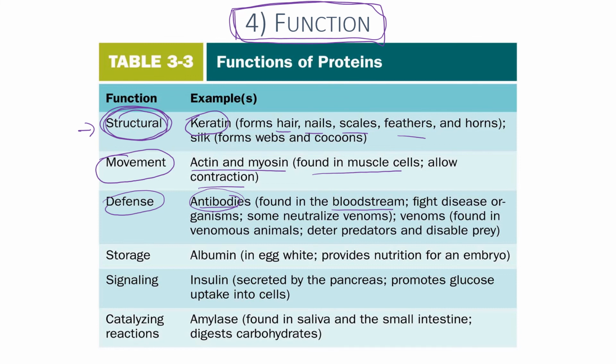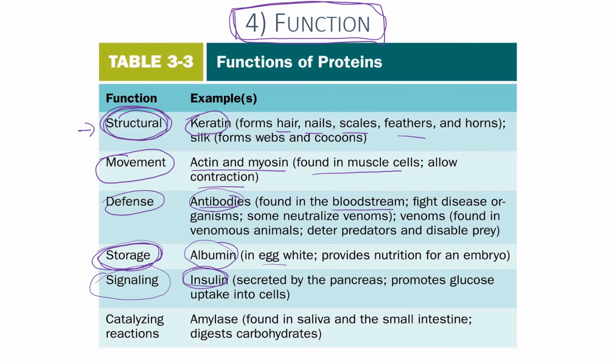Okay, and then we have proteins that have storage as their function, such as albumin in egg white, which provides nutrition for the embryo in the egg. And then there are proteins that function in signaling, for example insulin. Insulin is a hormone, so there are hormones that are made up of proteins that function in signaling, which coordinates your body functions. Insulin controls your blood sugar levels.